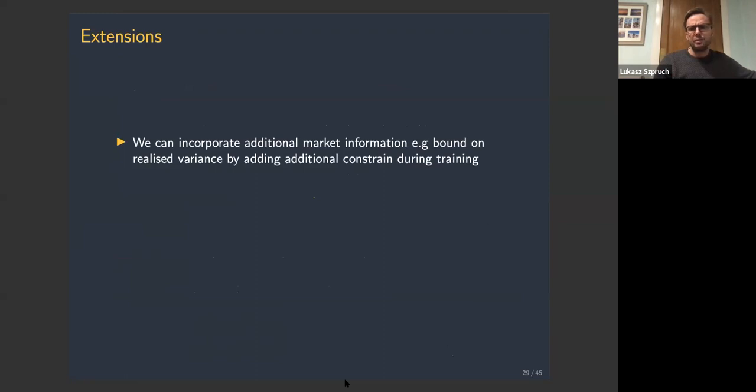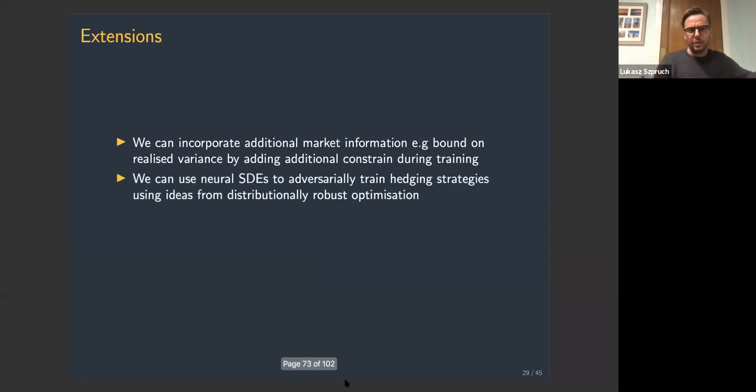A couple of other ideas that we're playing with: we could add bounds on, for example, realized variance. So you can start adding additional information to your model, where you say, I'm interested in finding a model of the neural SDE type that calibrates to my vanillas or whatever market traded derivatives, but I'm also betting that my realized variance is within certain bounds. I'm only interested in those kinds of models. So you can start adding constraints. As you add those constraints, the training gets a little bit more tricky. So I'm not saying this is super straightforward.